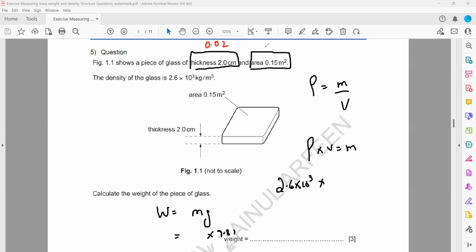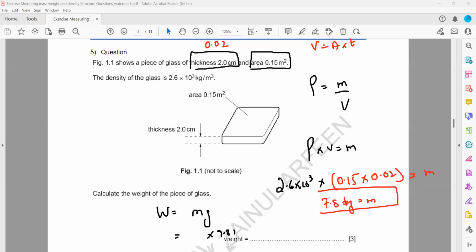And what is the volume? Volume is actually area multiplied by thickness, or area multiplied by height. So area is 0.15 and the height is 0.02. So mass is 0.02 times 0.15 times 2.6 times 10 to the power 3. So this will give us the mass, which is 7.8 kilogram. Okay. So mass is equal to 7.8 kg.